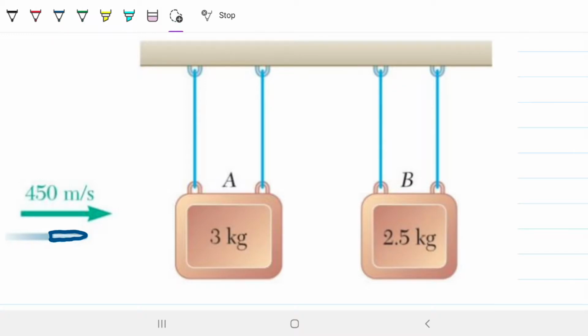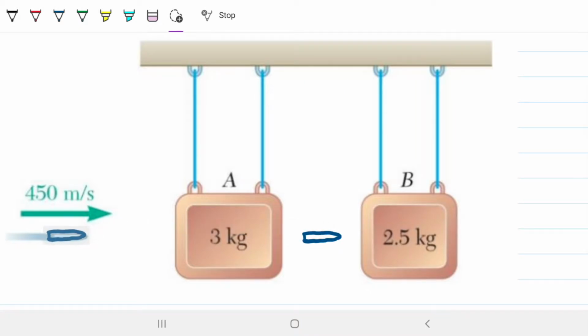Today we're looking at a situation in which we're going to apply the conservation of momentum. The situation is that we have a bullet coming fast at 450 meters per second, and it's going to go through this block A here, and it's going to stay embedded or stuck in block B. What we're trying to find out is the original mass of this bullet, and also the velocity that this bullet had as it was going from A to B.